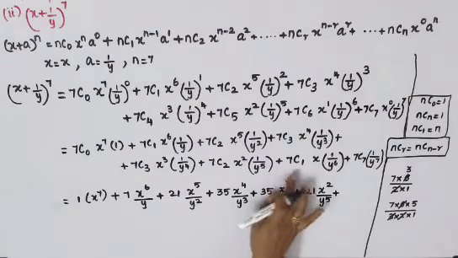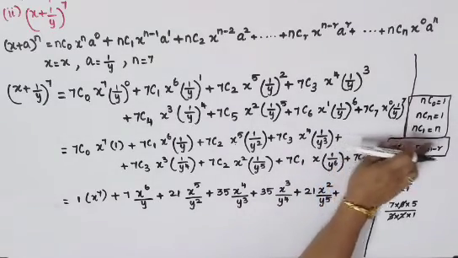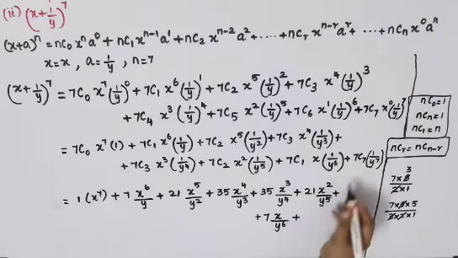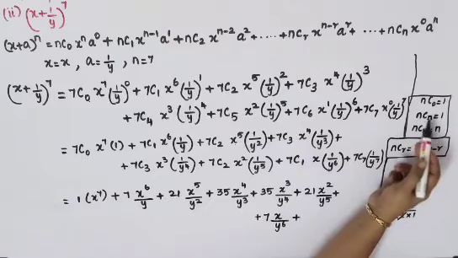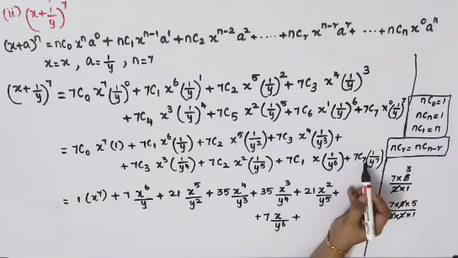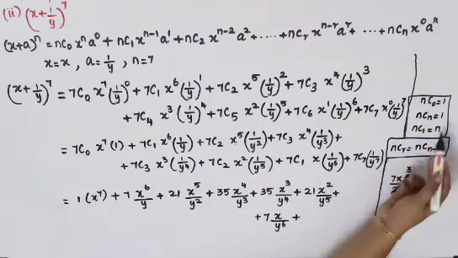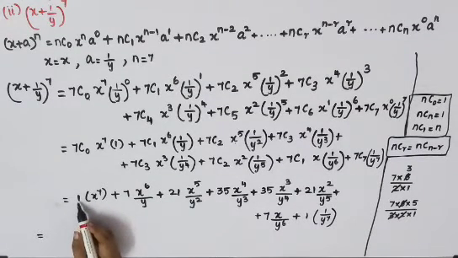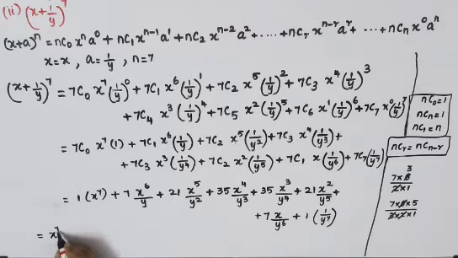Plus 7c1. Go to your formula, that is nc1 is equal to n itself. So I will get 7c1 means 7 itself into x divided by this y power 6. Plus your last term 7c7, again get back to your formula, ncn is equal to 1. Therefore 7c7, in the place of n we have got 7, okay. So answer is 1. So 1 into 1 by y power 7, which is equal to, your last step of solving is 1 into x power 7 is x power 7. Plus this as it is, okay. So 7x power 6 divided by y.